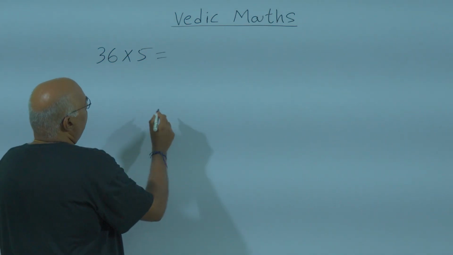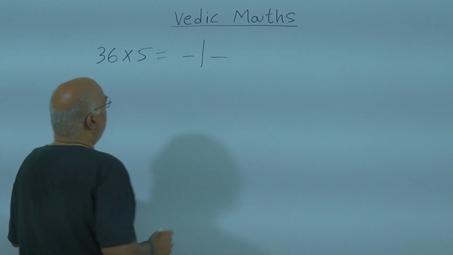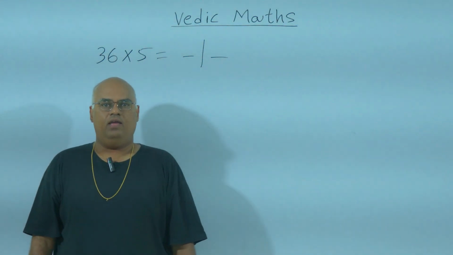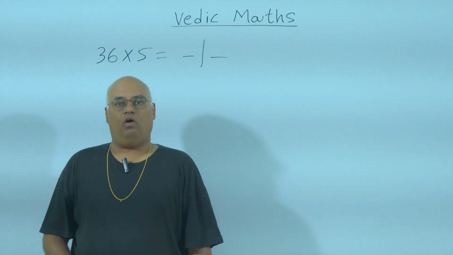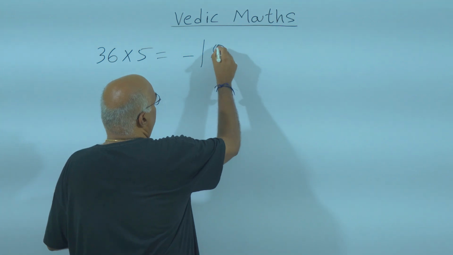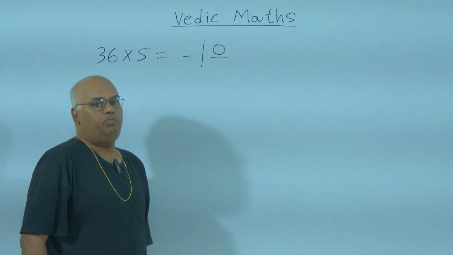How to do that? I will divide the answer into two parts, say the left part and the right part. Always remember, whenever you are multiplying an even number with 5, the units digit of the answer will always contain a 0. So the first step is to put 0 in the units digit of the answer, that is, on the right part.